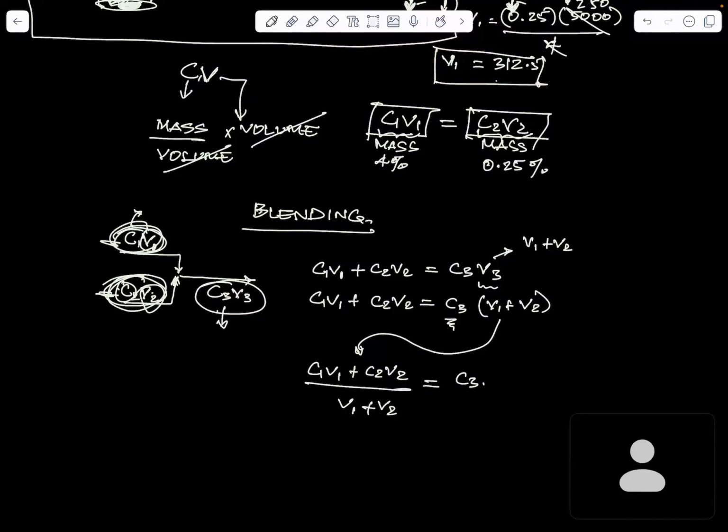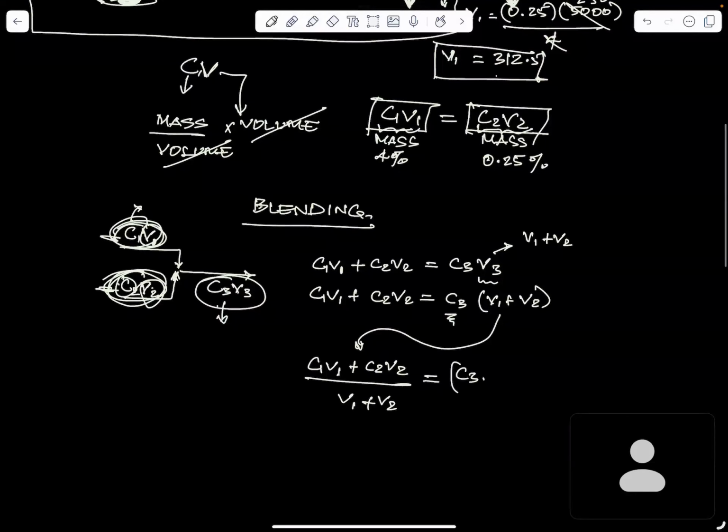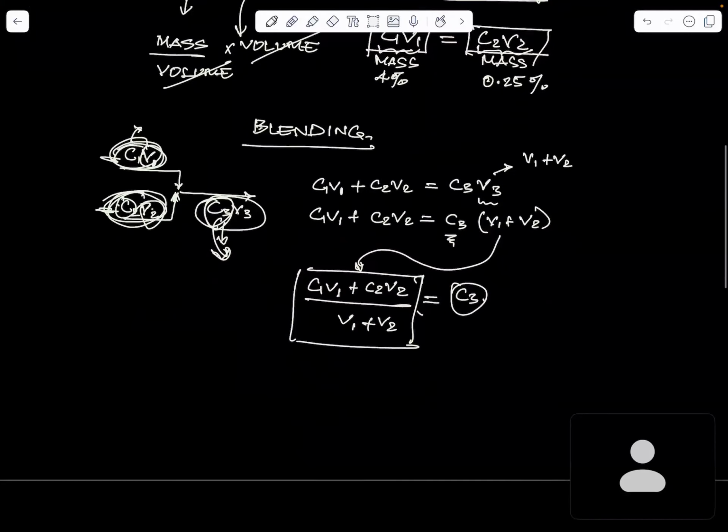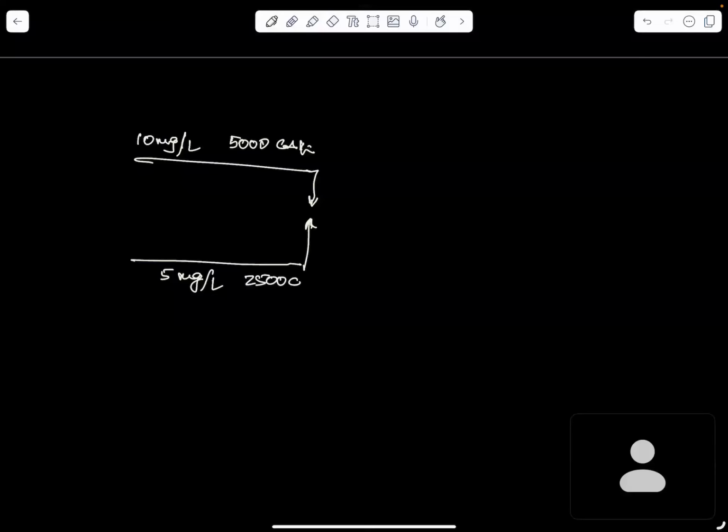So your concentration 3 is going to equal the concentration of 1 times the volume of 1, plus the concentration of 2 times the volume of 2, divided by the volume of 1 plus the volume of 2. And that is going to give you this concentration. Let me give you an example. Say I have 10 milligrams per liter and I'm taking 5,000 gallons. This is the first stream. And I'm mixing that with a 5 milligrams per liter stream, and I'm using 2,500 gallons of that stream. And then this is my product stream.